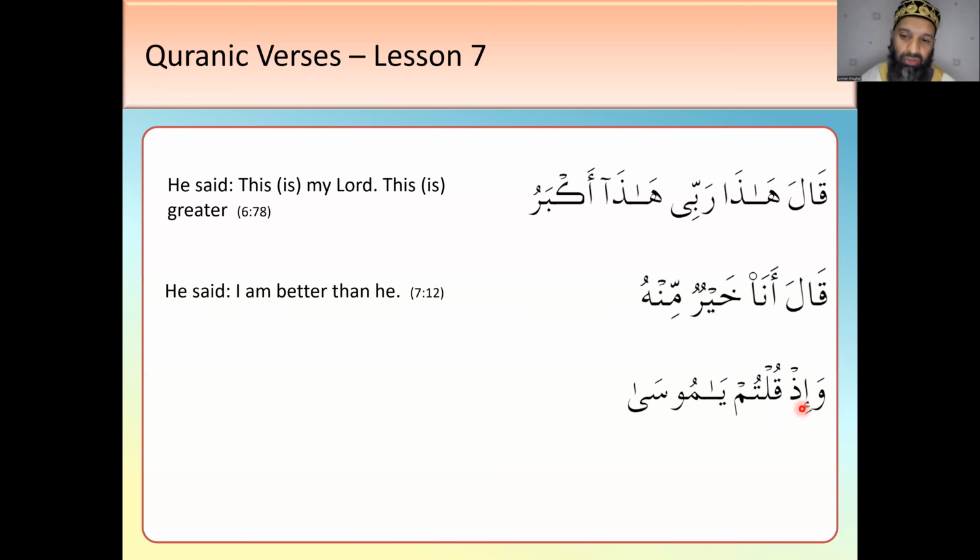I don't think we've done "idh" yet, so I'll tell you what it is. And behold, okay? In other translations, it might say and when. Many times it translates as and when. But we're going to stick to the translation we've got here, which is taken from the book. So, idh is and behold.